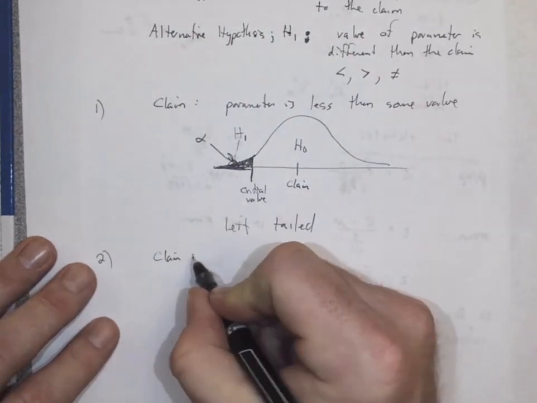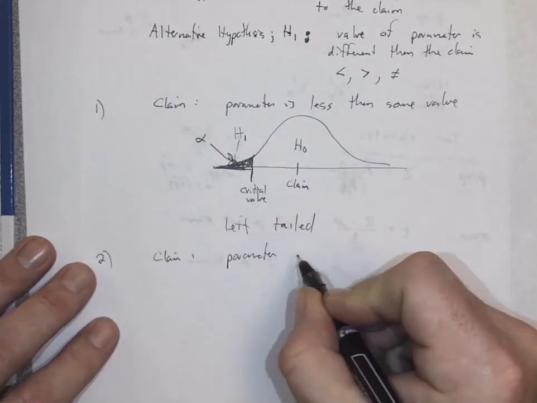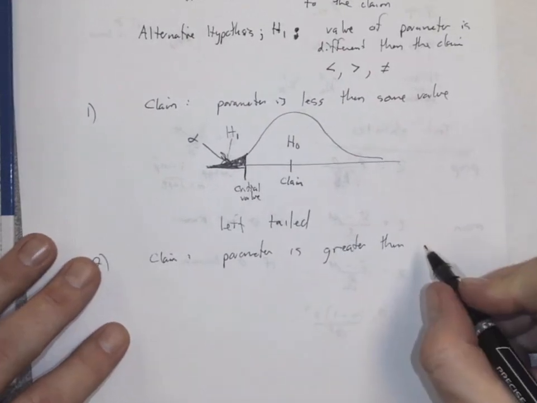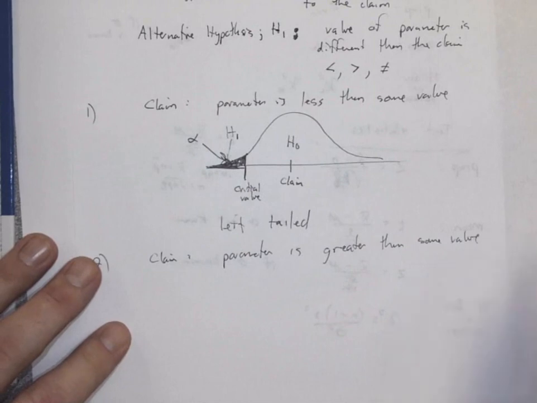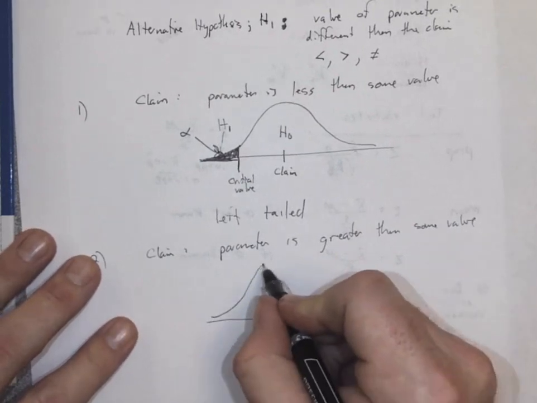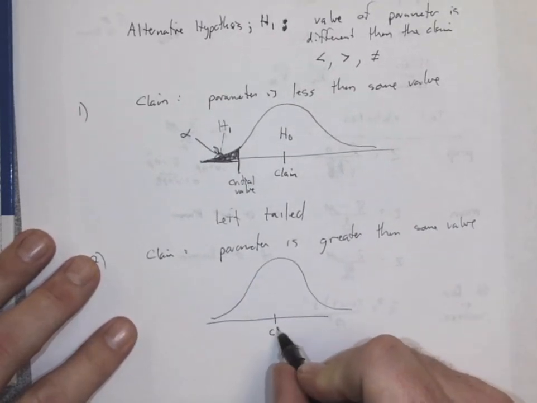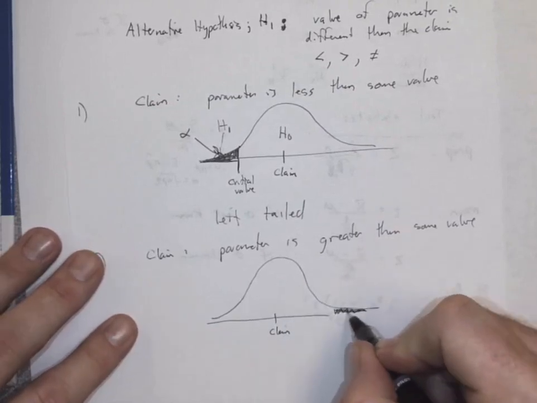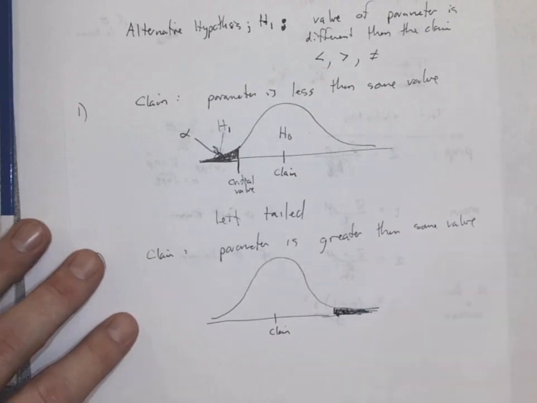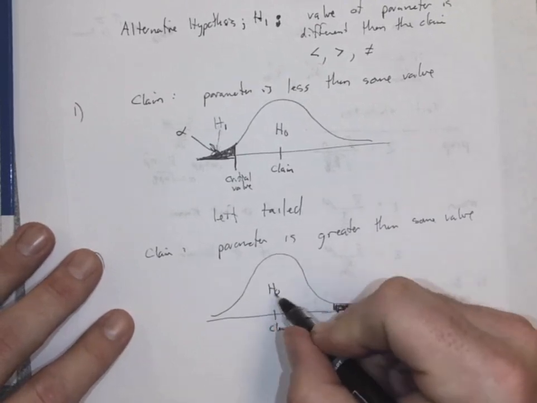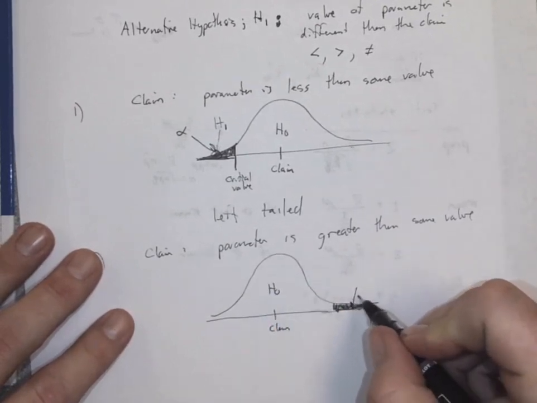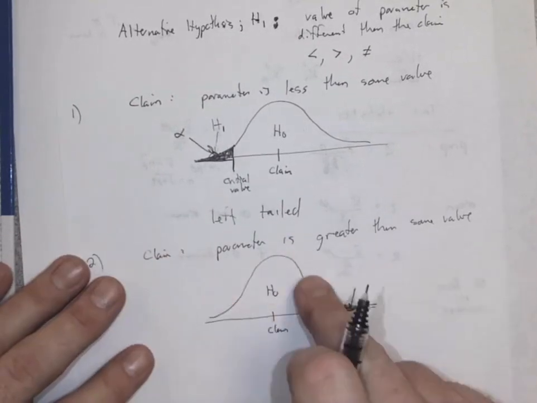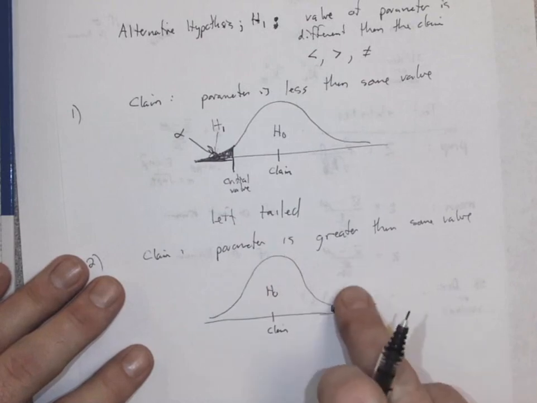So what if the claim is the parameter is greater than some value? So what we have is, your claim is going to be the center spot. So this is going to be your claim value, whatever that might be. And now what we're doing is we're determining if it's going to be greater. So what they're saying is they're going to be greater. So this is going to be H naught. This area here essentially is your null, which basically represents equality, and this represents greater than.